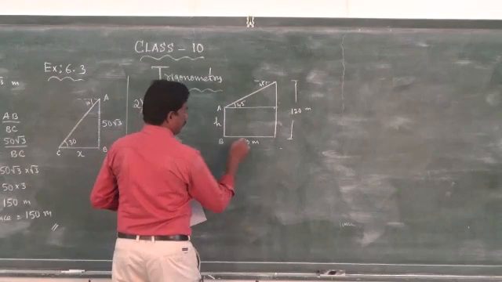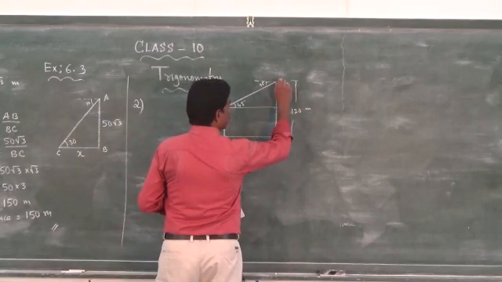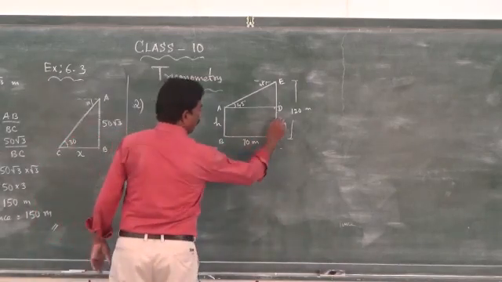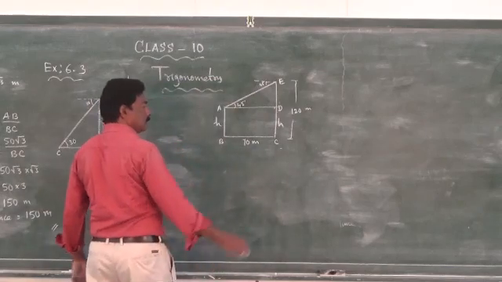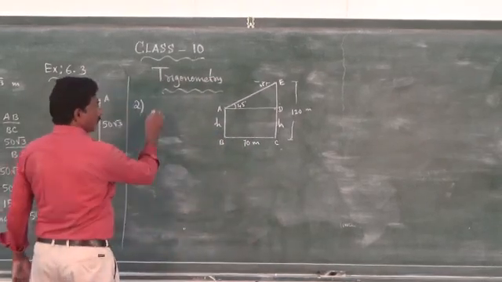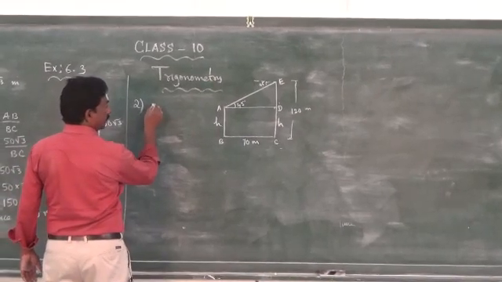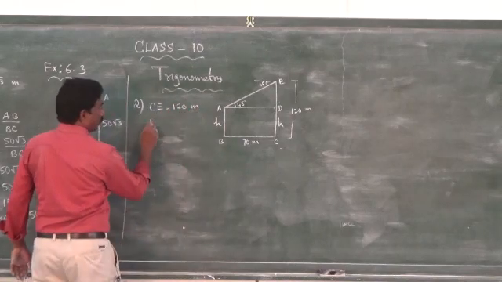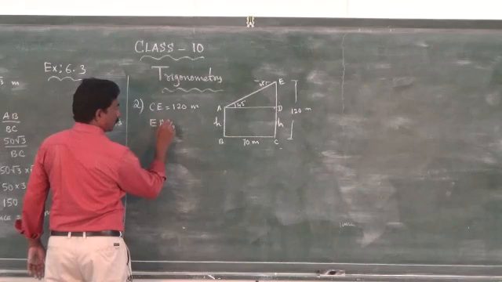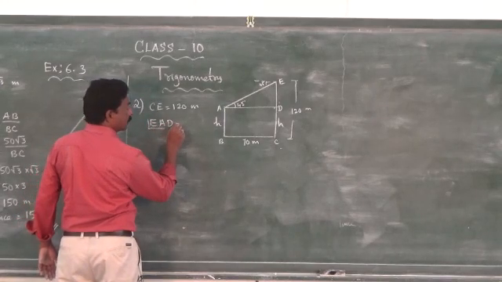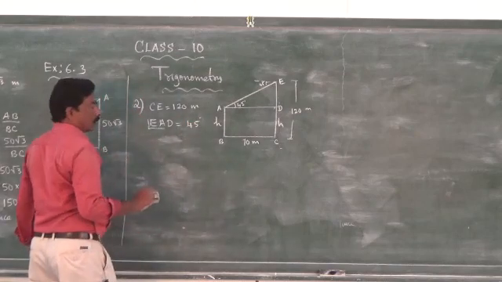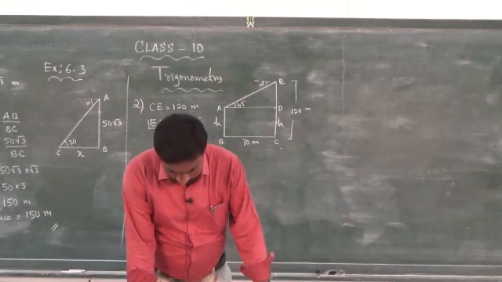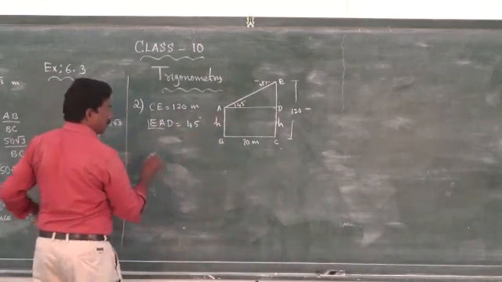So A, B is the first building, C is the second building. The diagram is like this. If it is H, this also H. You have to find AB. So what is given? AB is the first building, and CE is 120 meter. The angle of depression of the top of the first building from the second is 45. Only one angle. You have to find the height of the first building.